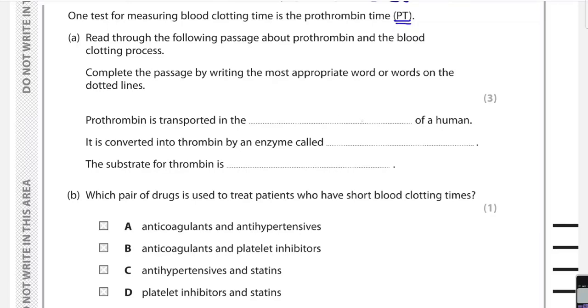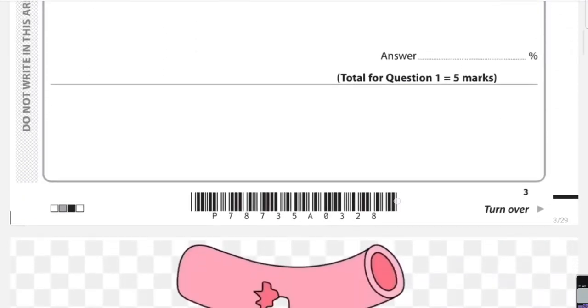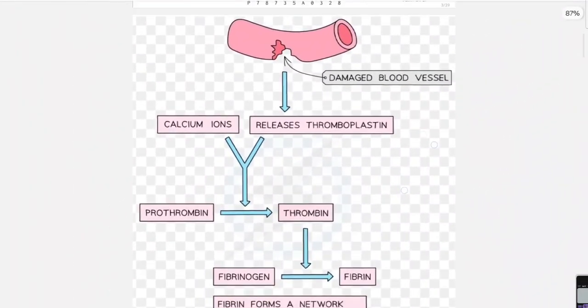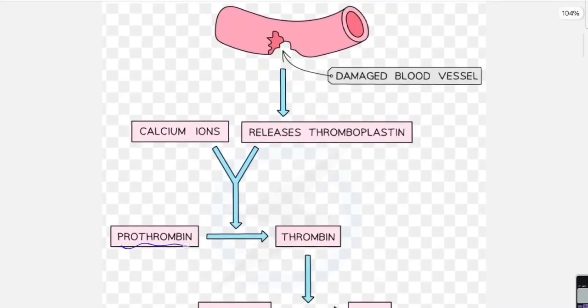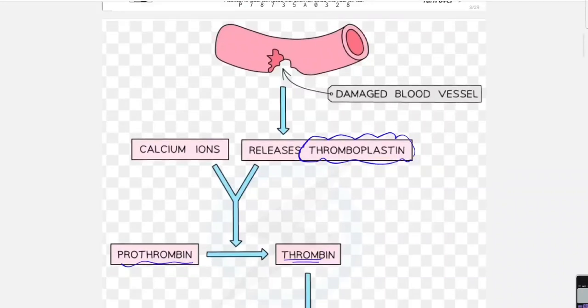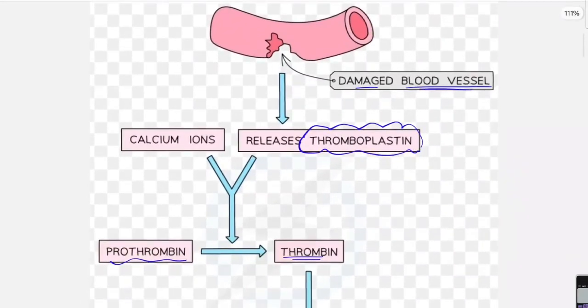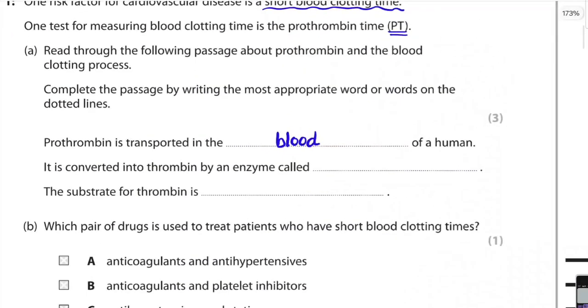Prothrombin is transported in the blood of humans. It's a substance that flows in the blood and it's used when in need. It is converted into thrombin by an enzyme called... let's take a look at the blood clotting cascade here. If we want to convert prothrombin into thrombin, this is done by the enzyme thromboplastin, which is released once a blood vessel is damaged. So my answer is going to be thromboplastin.